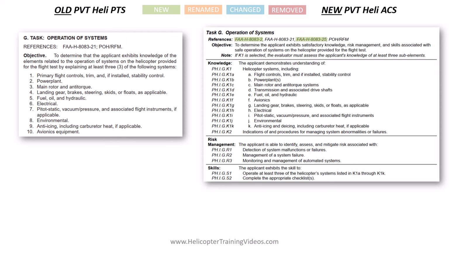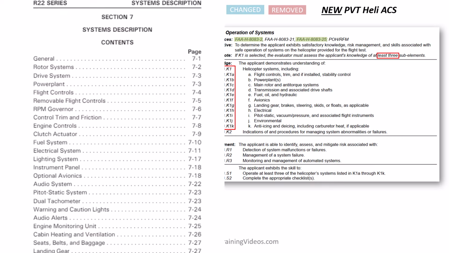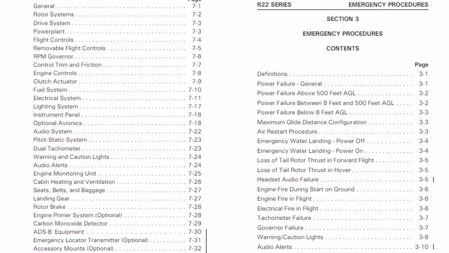References here, new references are the Risk Management Handbook, as well as the PHAC. The other things I'd say about the references is to look into the Helicopter Flying Handbook Chapters 3, 4, and 11, as well as the POH Section 7, which is Systems, and Section 3, which is Emergency Procedures.